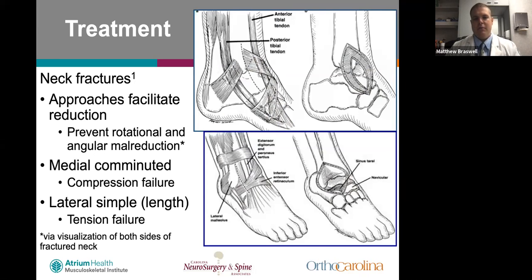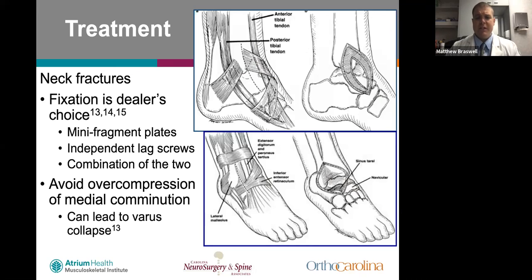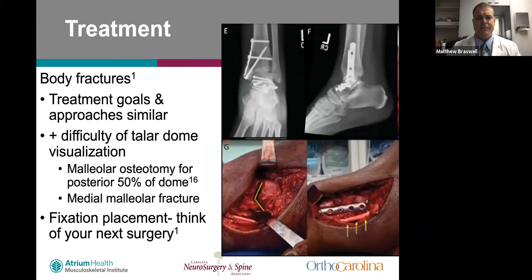Often the medial side is comminuted, as this is a compression failure side, and the lateral side is more simple with tension failure, and often the lateral side can be used to evaluate your length with interdigitation of the fracture. Fixation's truly dealer's choice. There's multiple papers that show neither is really superior, but usually a combination of mini fragment and small fragment plates, and independent screws. Want to avoid over-compressing that medial comminuted side, as that'll leave us in varus.